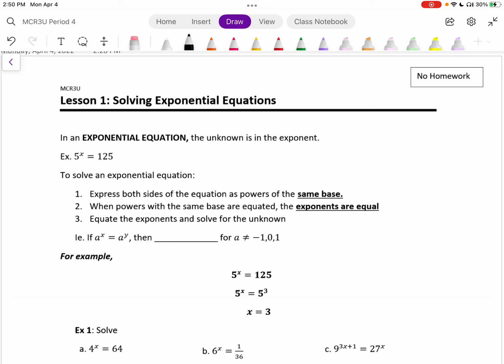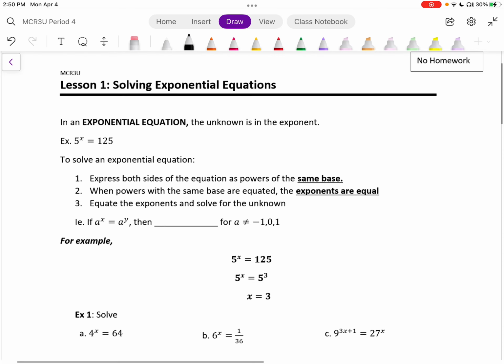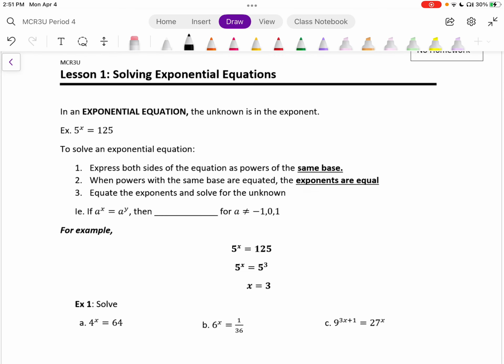Okay, but to get started with this unit now, we're going to be going over our exponential equations. So an exponential equation is an equation where the unknown is actually in the exponent. So if you look here, the unknown is the exponent. Here, our exponent is the x, that is the value that we don't know. In order to solve an exponential equation, what you need to do is you need to express both sides of the equation as the same base, right? So you need to have it as the same base.